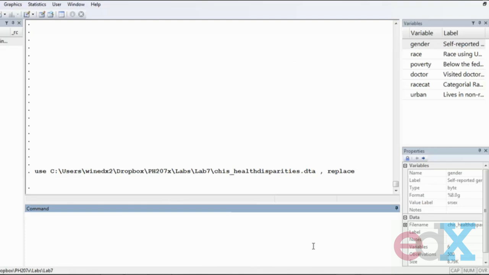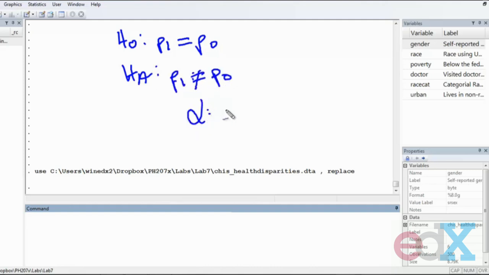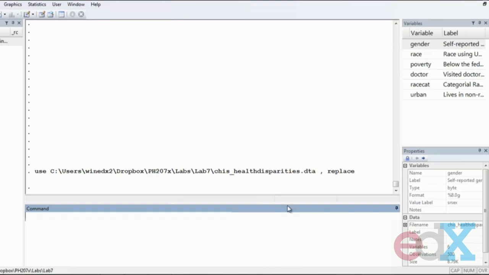So open the CHIS Health Disparities Dataset in Stata. We're interested, remember, in testing the null hypothesis that P1 equals P0 versus the alternative that they're not equal. We're going to do this at the alpha equals 0.05 level of significance. Let's go ahead and do the hypothesis test, and we also want to report a 95% confidence interval along with this hypothesis test. Now, before conducting a large sample test, we need to make sure that the normality assumption is appropriate.